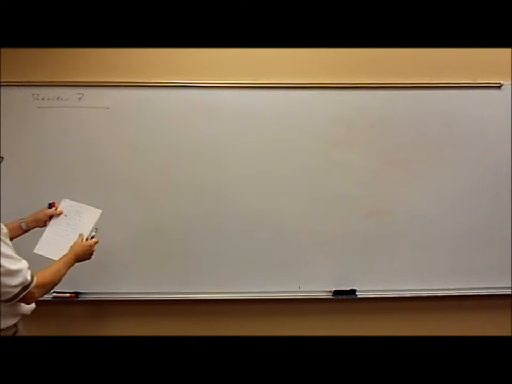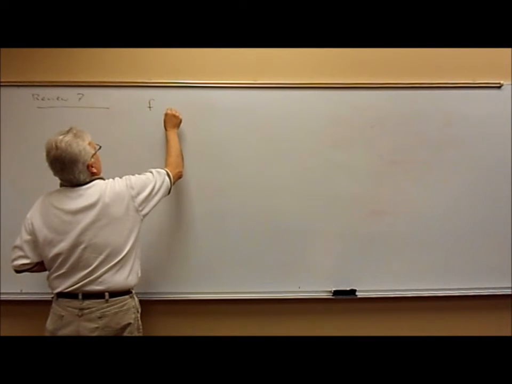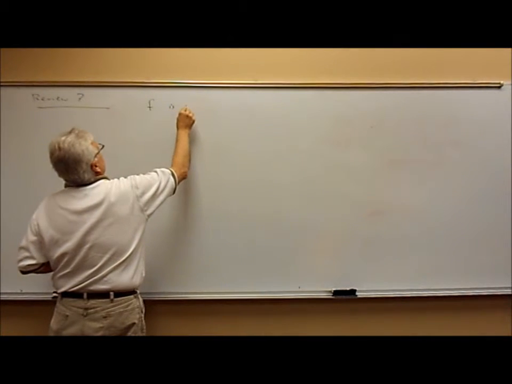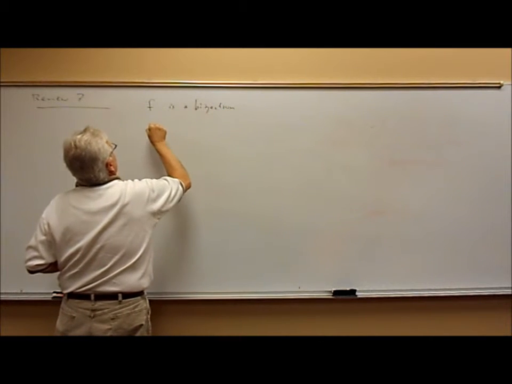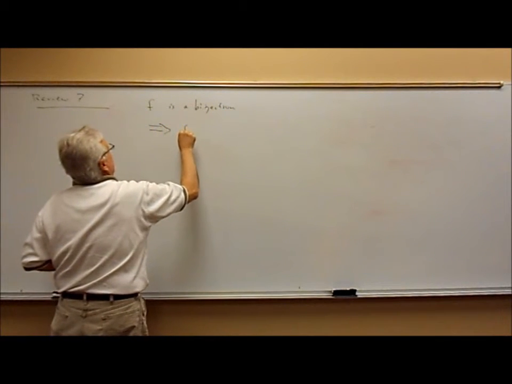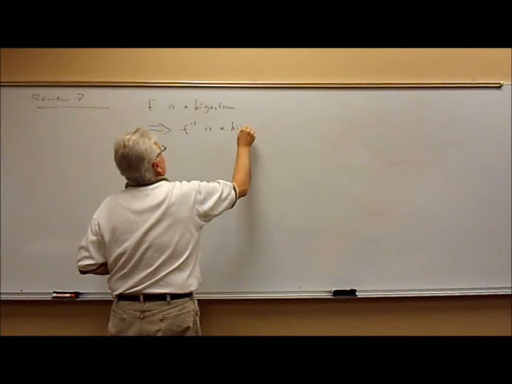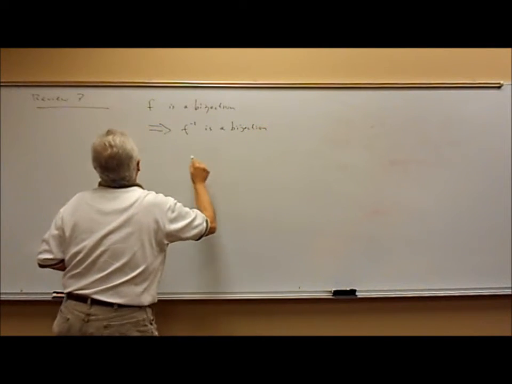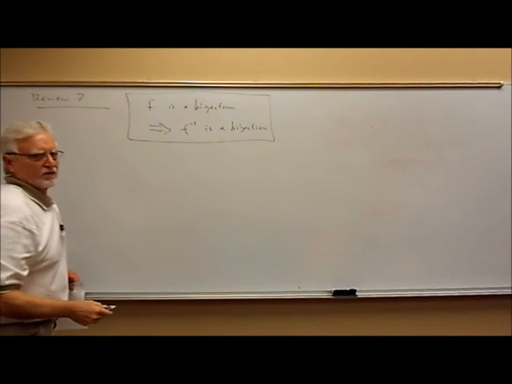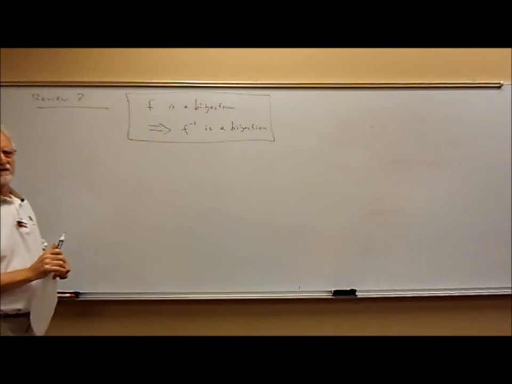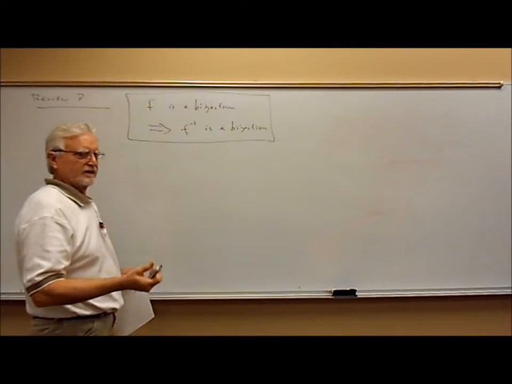Review problem number 7, and the game is: assume that F is a bijection and show that F inverse is a bijection. Now, this is a pretty formal argument. I don't know if they gave you a specific domain and range, but this is true for any domain and any range in any kind of setting.